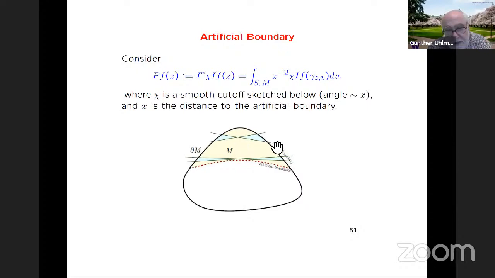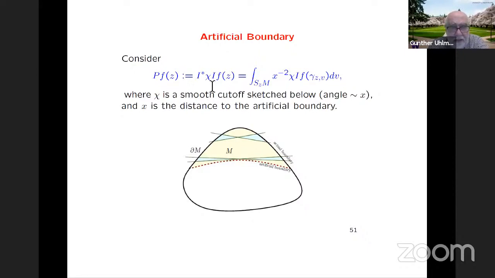When you join these points here, the geodesics going from here to here, you are not taking into account, remember. And then the problem is that the cone degenerates as you approach the artificial boundary, and it becomes just tangent here. So the cone is getting narrower, narrower, narrower, and how narrow it is is proportional to the distance to the artificial boundary. X is the distance to the artificial boundary, and you can write it down.